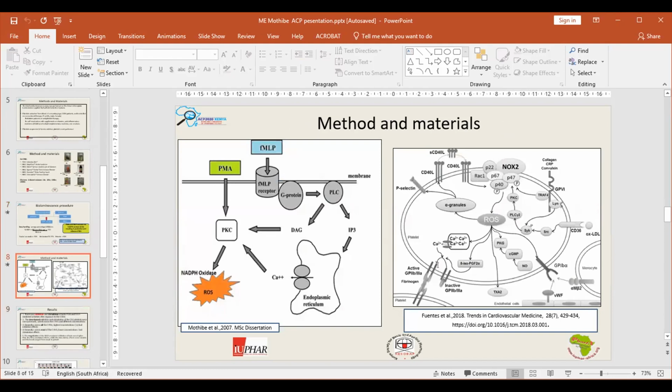I've got this diagram. The one on the left is a simplified version that shows the difference in the mechanism of action between PMA and FMLP, with PMA being a direct activator of PKC and FMLP binding to a membrane-bound receptor. What's important is that the NADPH oxidase system is very important for the functioning of platelets. So I've got this picture obtained from Fuentes and associates that shows the many processes that are mediated by the NADPH oxidase system and the reactive oxygen species that are released once the enzyme system is activated.